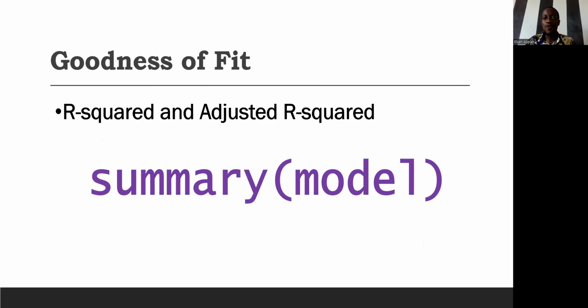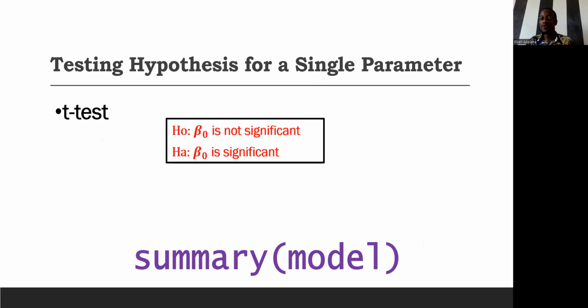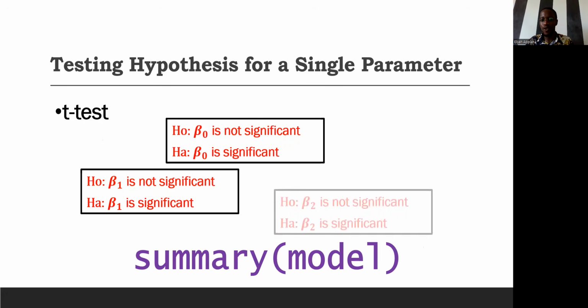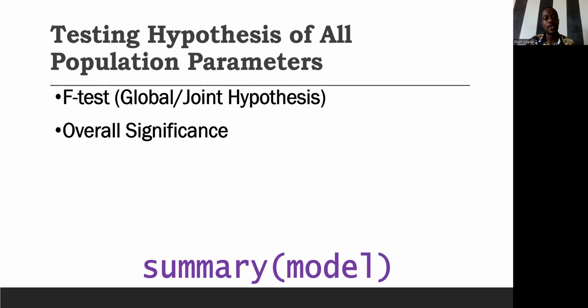If we want to measure the goodness of fit, do you remember? The summary of the model will give you the R squared, and there is also another thing called the adjusted R squared. We'll look at that. Then we also need to test hypotheses, right? The t-test will determine the significance. We compare the p-value with the significance level, and of course we formulate hypotheses where the null hypothesis says the estimates are not significant. The summary of the model will give us all those results.